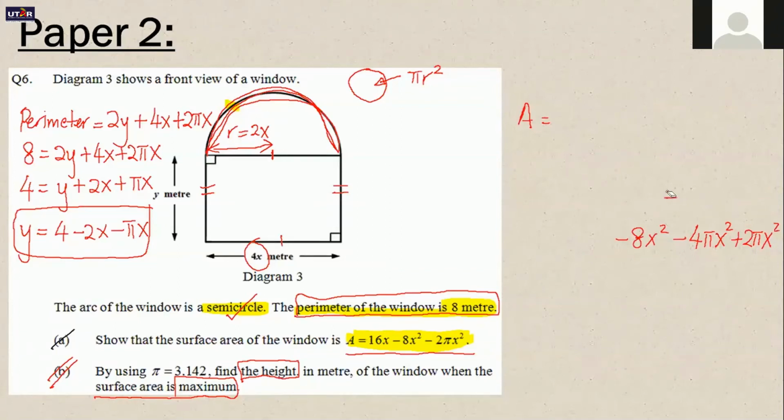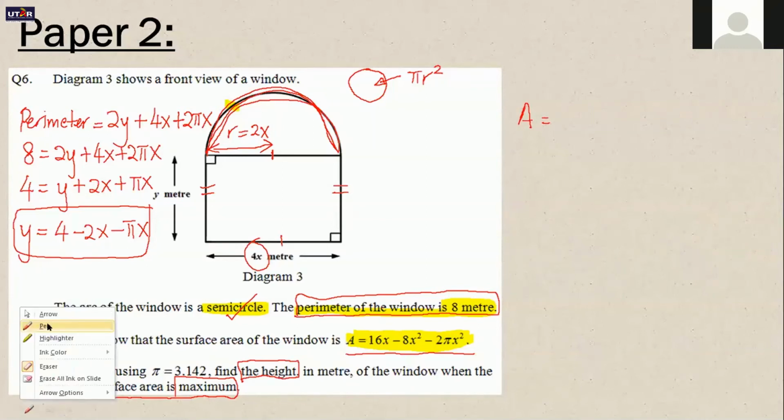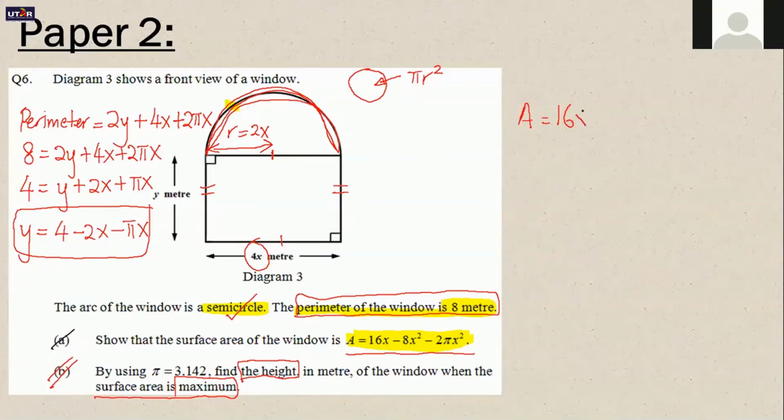So what is the given surface area function in terms of x? The given surface area function is A equals 16x minus 8x squared minus 2 pi x squared. So for part B, I need to find the maximum. Maximum means I need to differentiate it with respect to the variable. You only have variable x here, so you only differentiate with respect to x.